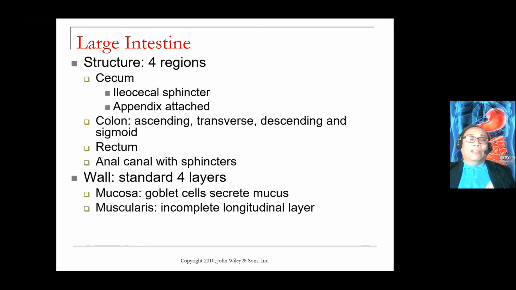Okay, so patapos na tayo, nasa large intestine na tayo, no? So sa large intestine, the large intestine is also divided into 4 regions, namely the cecum, the colon, the rectum, and the anus or anal canal. Well, wall, standard, same as the others. It contains 4 layers, beginning with the mucosa in the innermost, lined with goblet cells that secrete mucus, muscularis, although the longitudinal layer is incomplete.